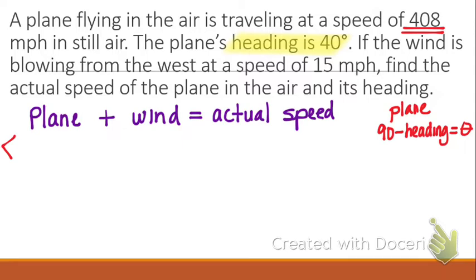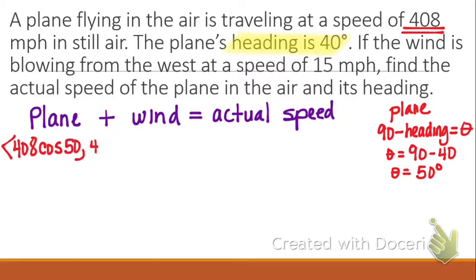So for my airplane, theta is going to be 90 minus 40, which is 50. So this is the angle that I'm going to use to find my horizontal and vertical component. So for my airplane, I have 408 times the cosine of 50, and then 408 times the sine of 50. And I'm going to add that to the wind.